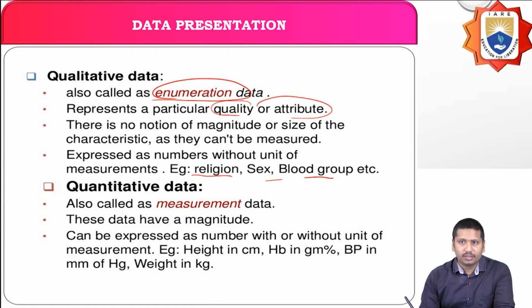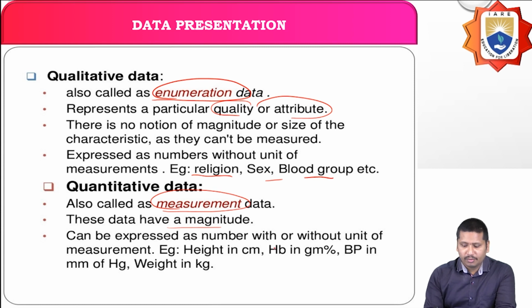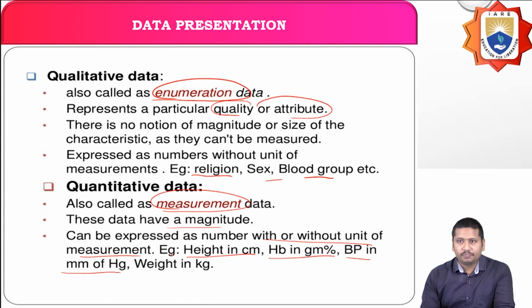And quantitative data is also called measurement data. These data have magnitude and are expressed as a number with or without a unit of measurement. Examples are height in centimeters, hemoglobin percentage, BP in Hg, and weight in kgs. So these are the different types of data representation, mainly qualitative and quantitative.